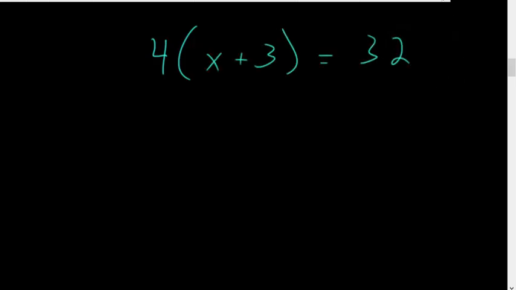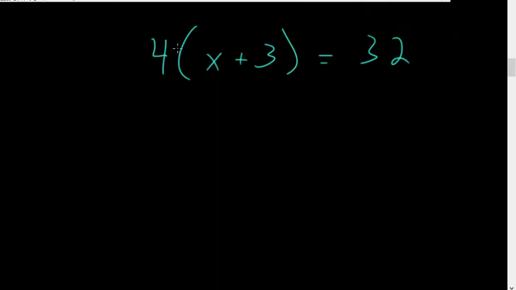All right, let's try at least one more. Let's say we have 4 times x plus 3 equals 32. Now, this type of problem, in effect, could become a 3-step equation. Once we start dealing with equations with parentheses, most of the time we will just distribute this and get 4x plus 12 equals 32, and then treat it like a normal 2-step equation. However, there is a way to do this in just 2 steps.